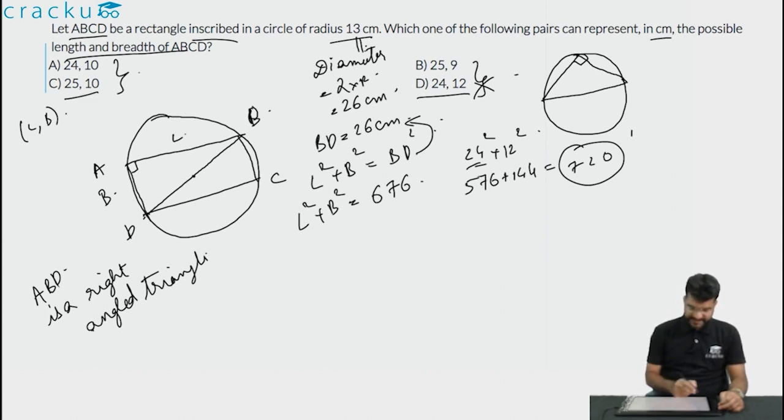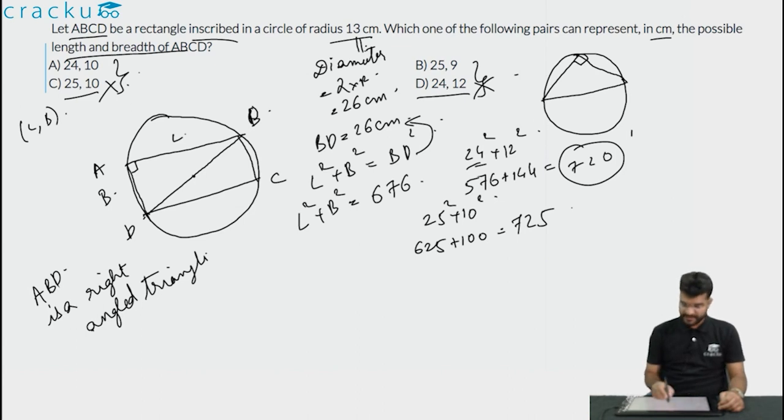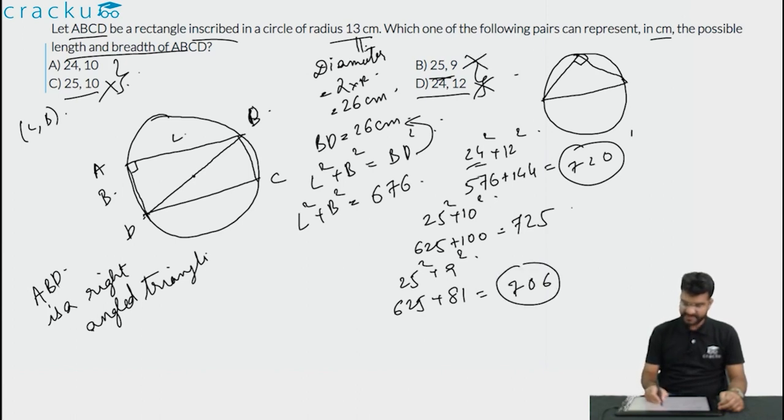If you look at C, 25 square plus 10 square: 25 square is 625 plus 10 square is 100. So this equals 725. So option C is also not the answer. Now let us look at option B. It is 25 square plus 9 square. 25 square is 625 plus 9 square is 81. So the sum of the squares will be 706. So even this is not the answer.